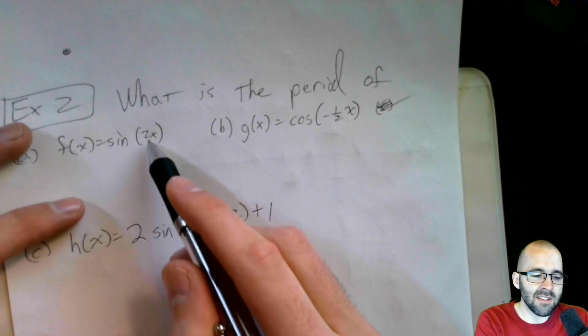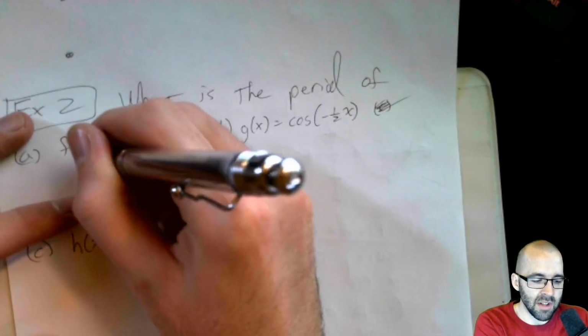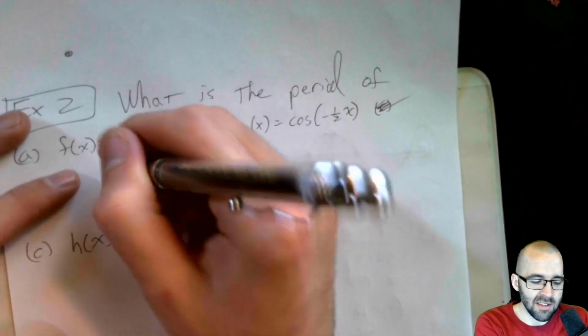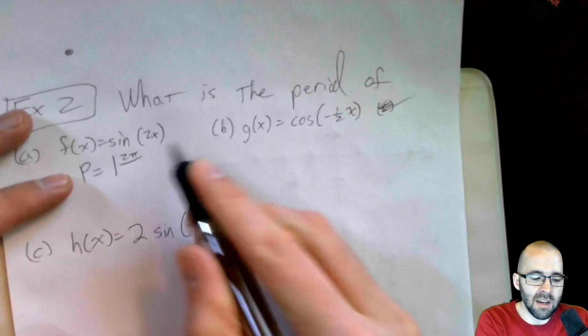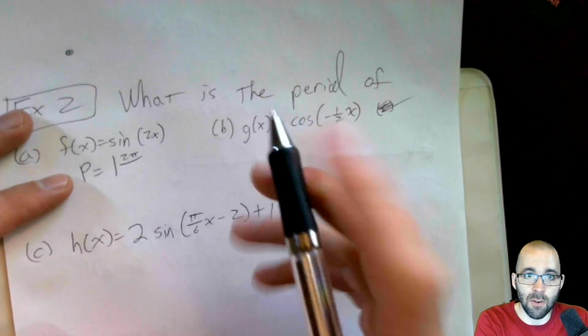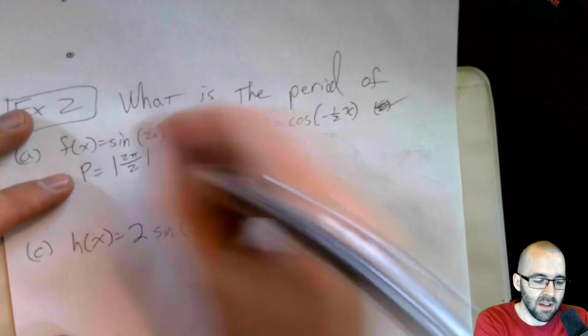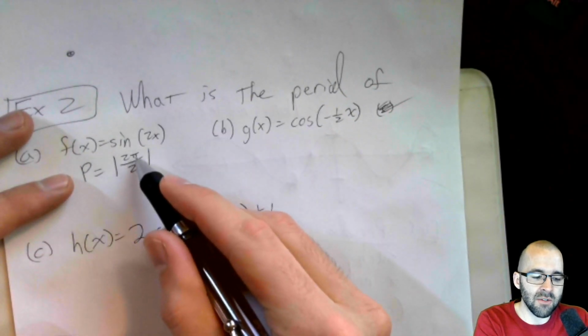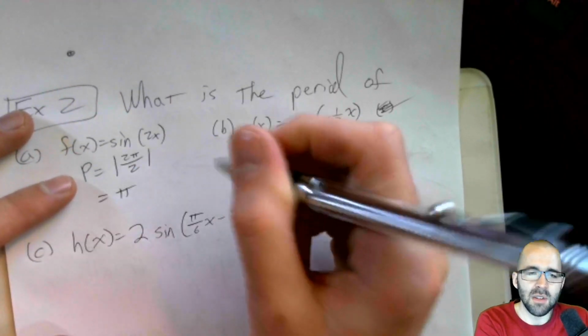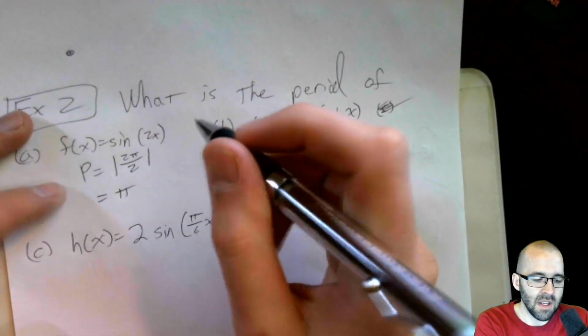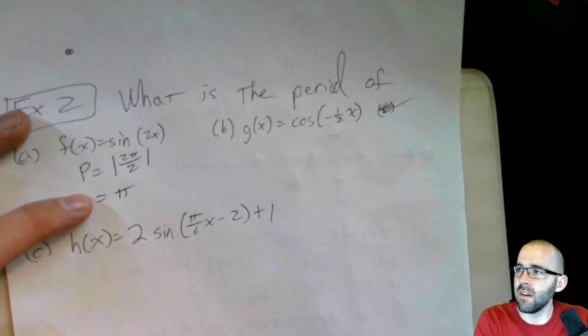So let's do this. What's the number next to the x? 2. So you look at the absolute value, because again, it's always positive. The period here is going to be the absolute value of 2 pi divided by whatever number is next to the x, the coefficient of x. Well, the 2's cancel. We're left with the absolute value of pi. Don't need the absolute values. Absolute values just make something positive. So the period here is pi.